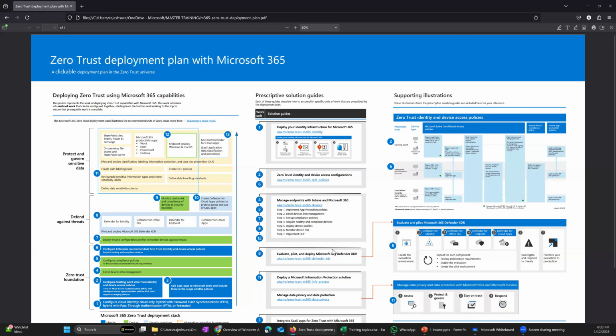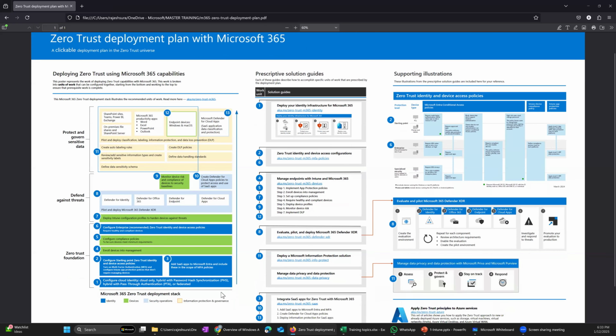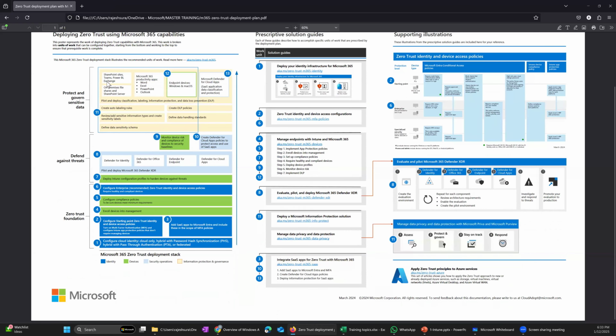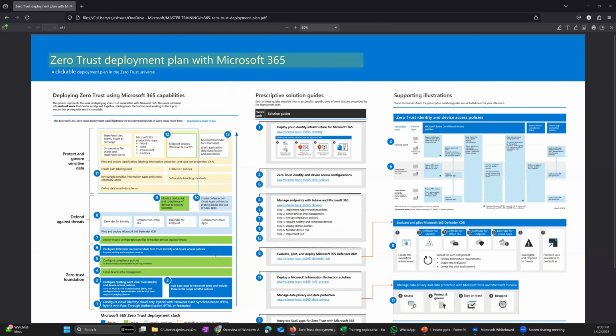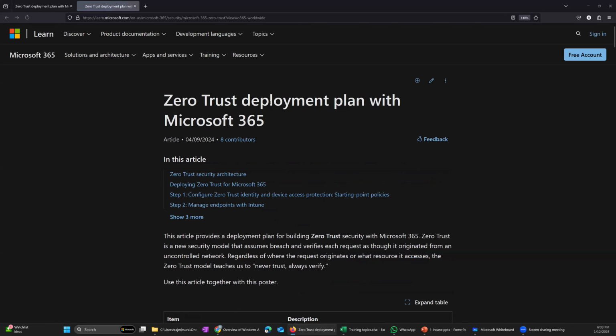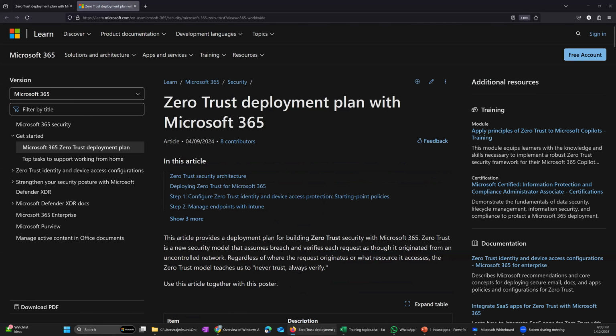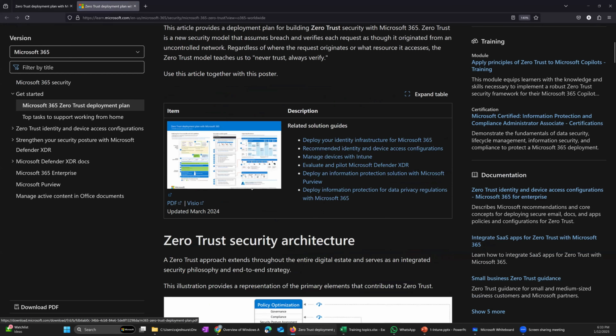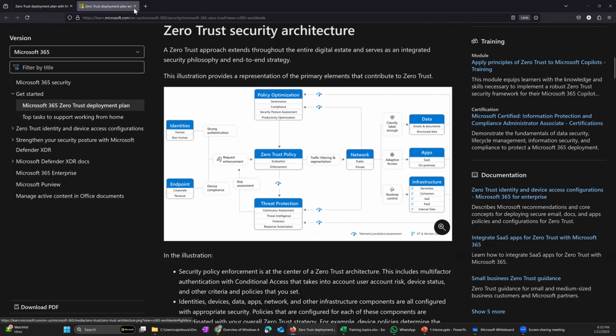The reason, I'm not sure how much of this you know, but if you go and type in Google "zero trust deployment plan with Microsoft", it is a clickable deployment plan. If you want, I can share the link. You can just go to aka.ms/zerotrust. This one, zero trust deployment with M365. You'll get this clickable PDF, and then you can actually go through it.